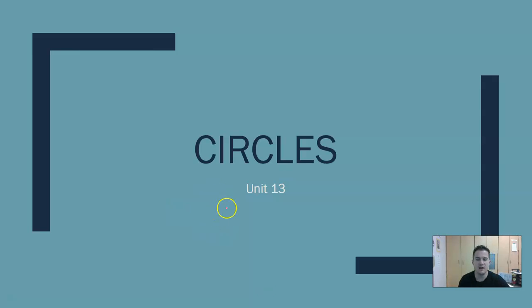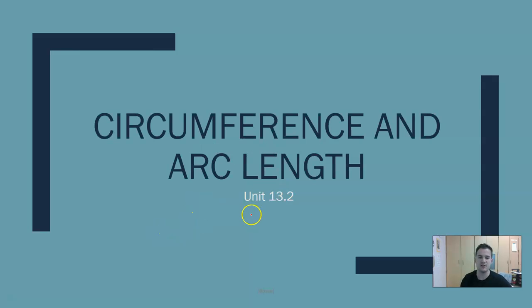So to get started with circles, we're going to start talking about circumference and arc length. Hopefully circumference is something that you've already been exposed to, that you already know how to find. We're going to review that, and then we're going to take that into arc length. We're going to talk about what an arc is and how we can find an arc's length.